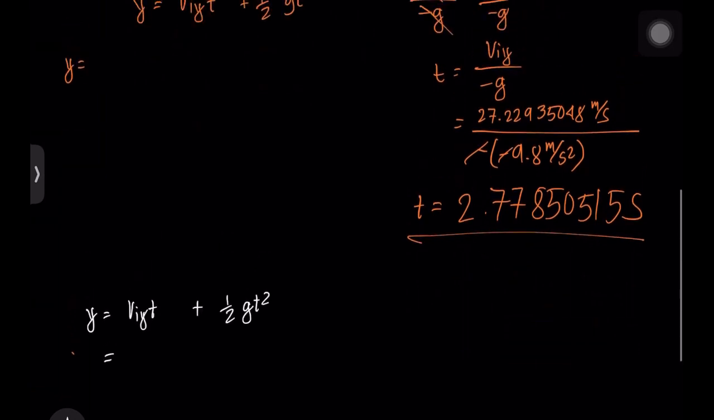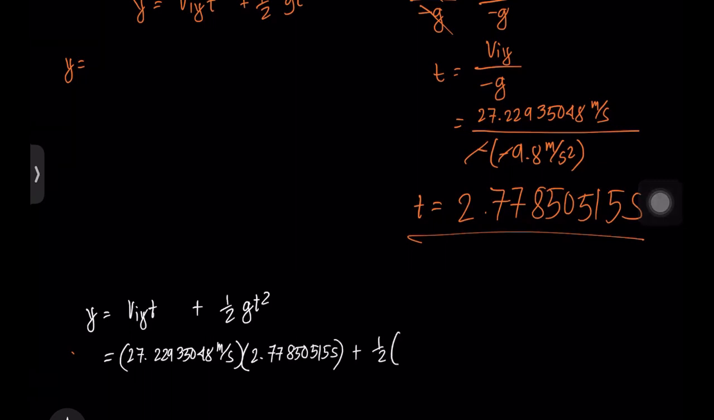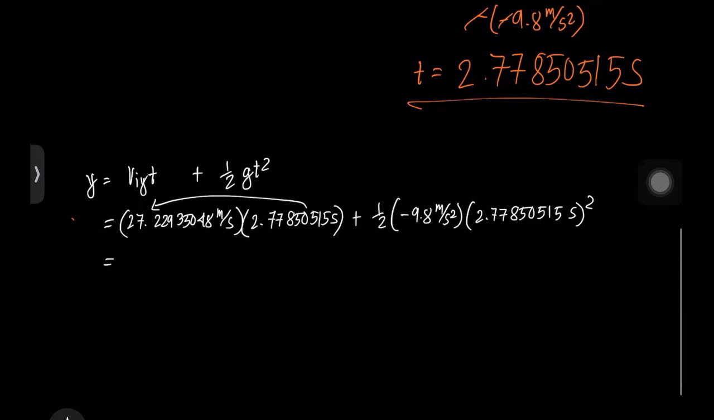So the value of v sub iy that we solved earlier is 27.229, 35048 meters per second, multiplied by the time that we just solved, 2.77850515 seconds, plus 1 half negative 9.8 meters per second squared times the time, 2.77850515 seconds, which is also being squared. So you multiply this value first.